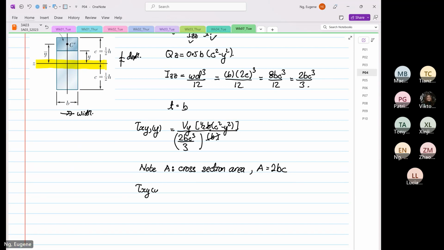So shear xy as a function of y is equal to Vy, and this is still half, square bracket, C squared minus y squared, close bracket. Then I'm going to split the below up, so I'm going to have it as 2BC, then multiply by 2BC squared over 3. I just split them up. It's like doing Laplace transform, you're just cooking the equation. So I'll write better. This is C squared over 3.